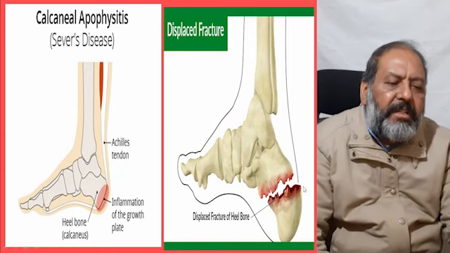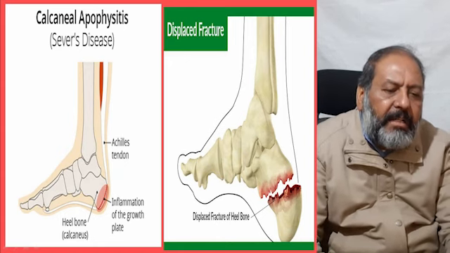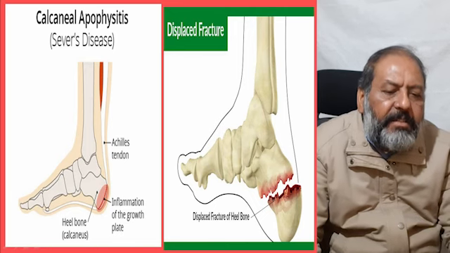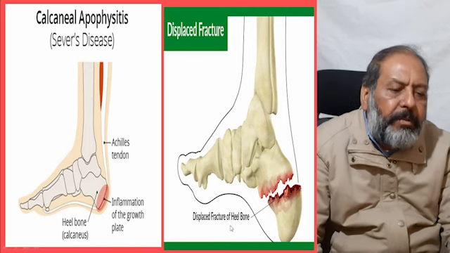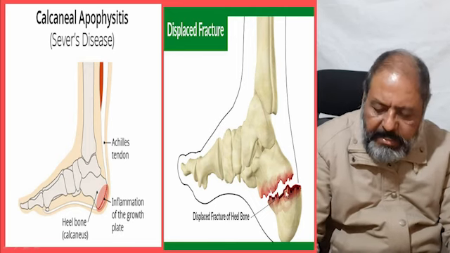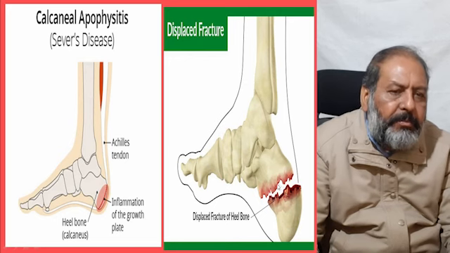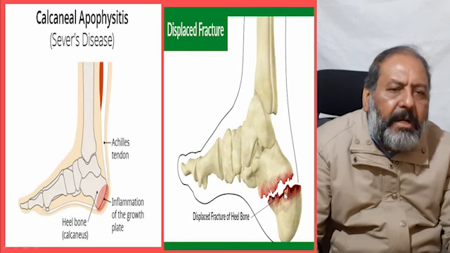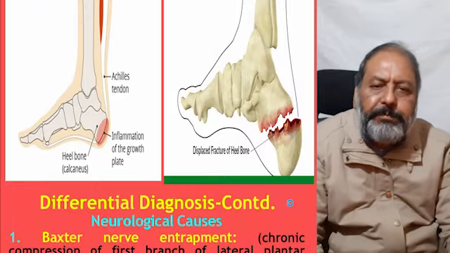Here one can see clearly the fracture of the calcaneal bone, and that is the displaced fracture of the bone, that there is a gap and two parts of the calcaneus bones are displaced, so called displaced fracture.